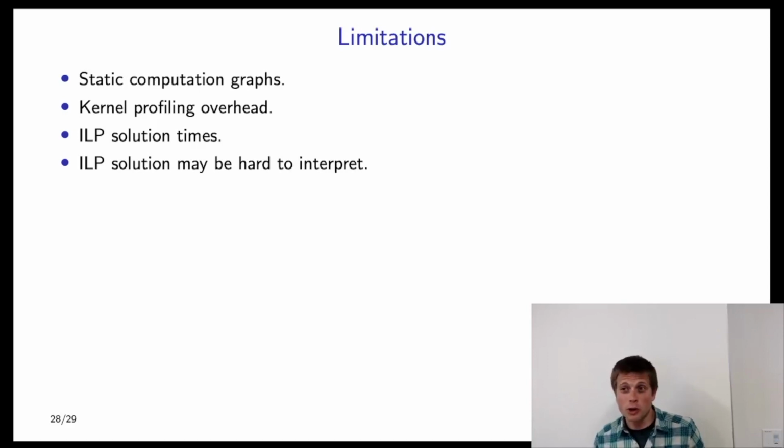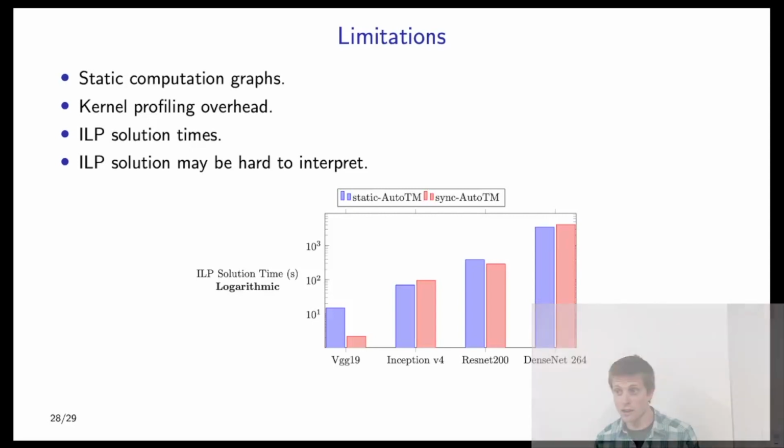And third, we're using ILP as our optimizing mechanism here. And ILP has, in some cases, some dubious scaling performance. For our workloads, the solution times were usually on the order of minutes, but in the case of DenseNet, could take up to an hour. Now, we spent very little time optimizing the performance of the ILP, so we're confident that we can reduce this solution time if it ever became a problem.